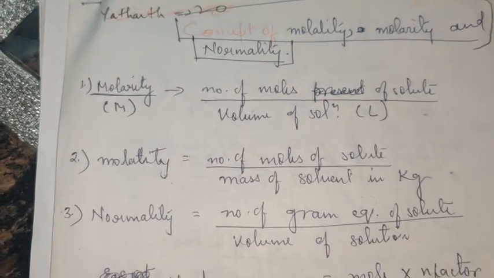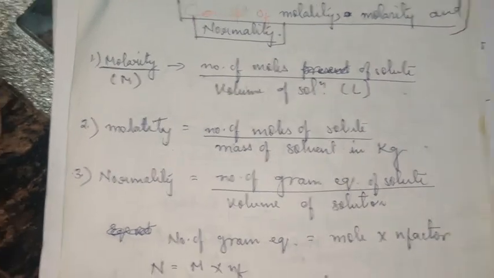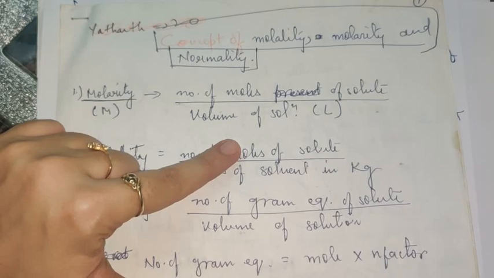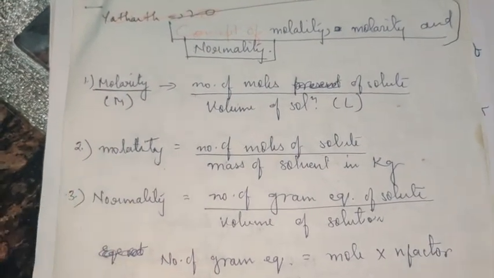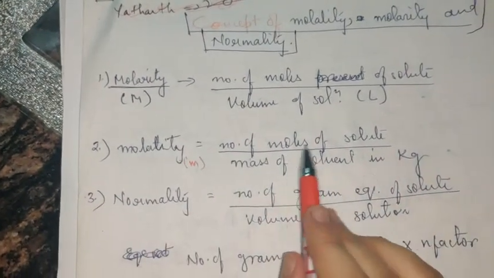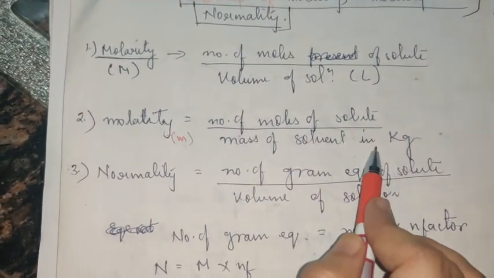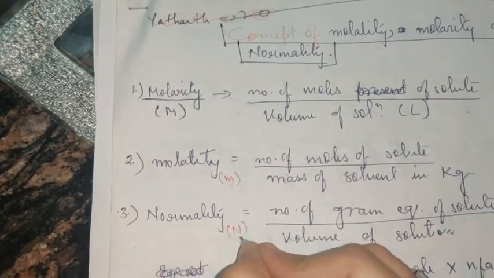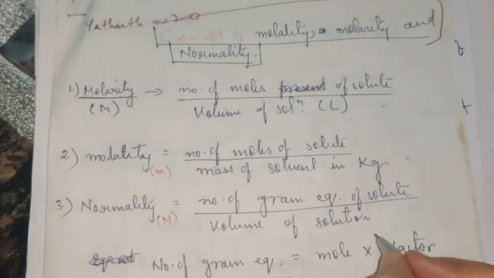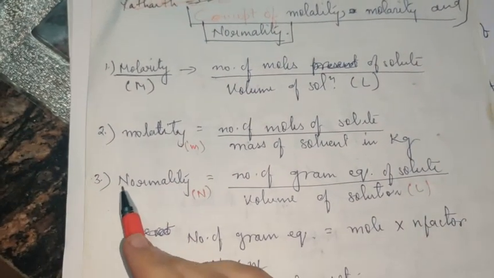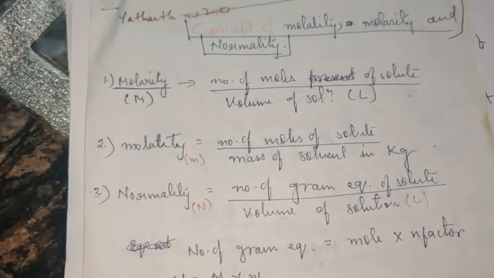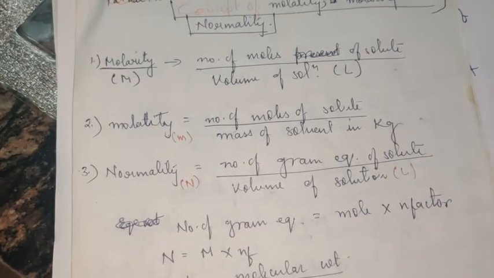Now if you want, you can write down these in proper formulas. As it is written here, molarity is equal to number of moles of solute upon volume of solution in liter. Molality, small m, is equal to number of moles of solute upon mass of solvent in kg. Normality, that is capital N, is equal to number of gram equivalents of solute upon volume of solution in liter. So in case you have any doubt in normality, even after watching that video, you can message me and ask your doubt.